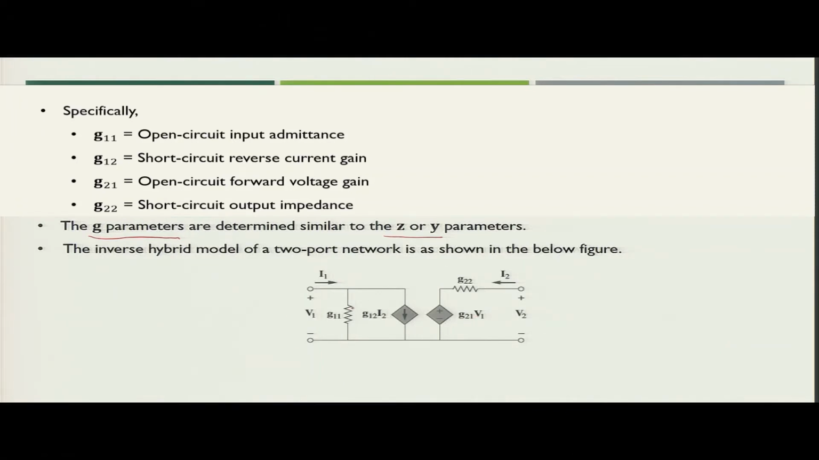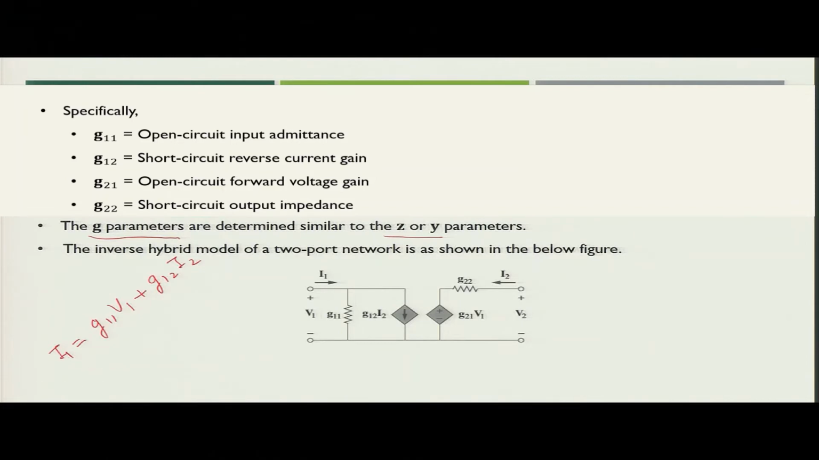If you see here, the current source and the resistances are in parallel, so you can use nodal analysis in this case. If you apply Kirchhoff current law here, then I1 will become G11 V1 plus G12 I2, that is the dependent current source you have got. So this you will get in case of this part of the circuit.